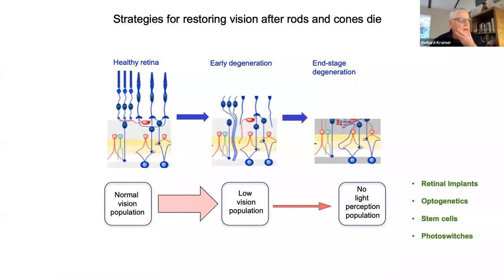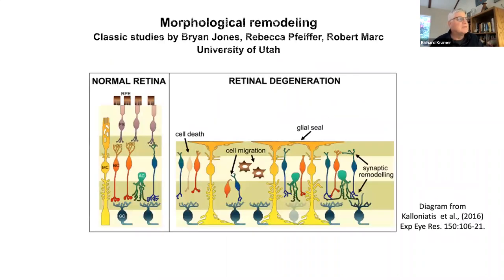I should say that to get these technologies to work, there's an assumption, or at least the hope, that the downstream retinal circuitry remains intact. Most importantly, the retinal ganglion cells have to remain connected to the brain, and the way the retina processes information needs to be more or less unchanged. Then if you put back light sensitivity, you have some hope of restoring visual perception. But largely due to the work of people at Utah, we know that this isn't exactly the case. Classic studies by Brian Jones, more recently by Rebecca Pfeiffer as a student in his lab, and Robert Marc, have elucidated a process called remodeling.